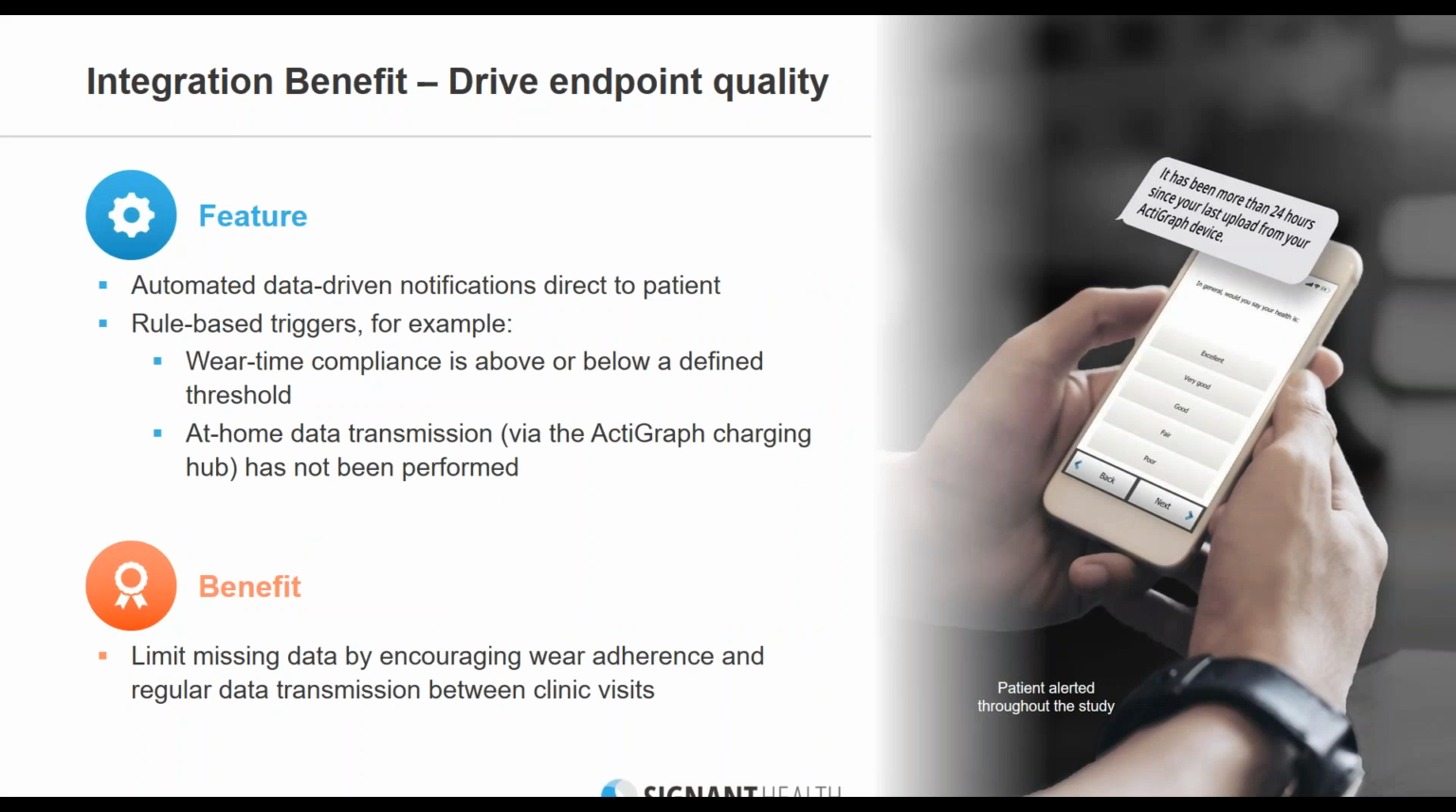So another benefit is driving endpoint quality. As a feature, we've got our automated data-driven notifications, which can go direct to patients. We also have rule-based triggers. Some examples of that are wear time compliance being above or below a defined threshold, and at-home data transmission via the charging hub not being performed. So the benefits here are limiting missing data by encouraging wear adherence, and obviously regular data transmission between clinic visits.